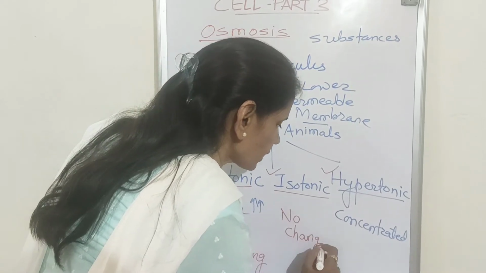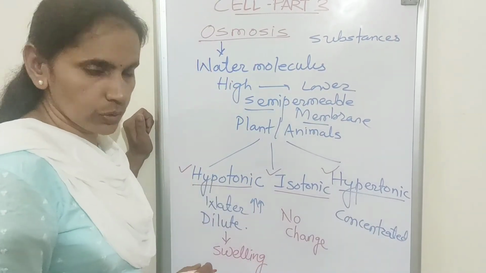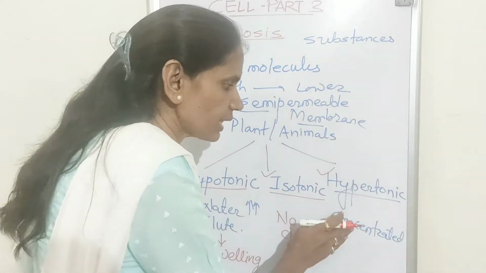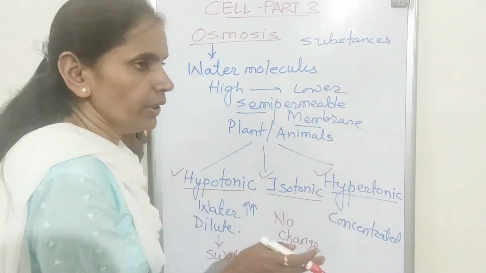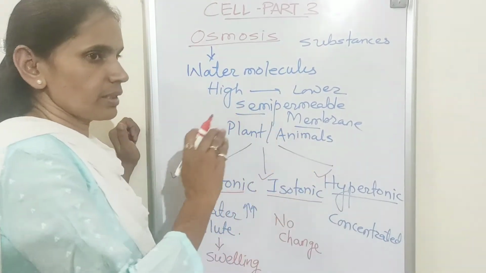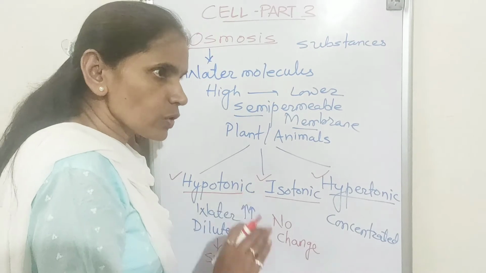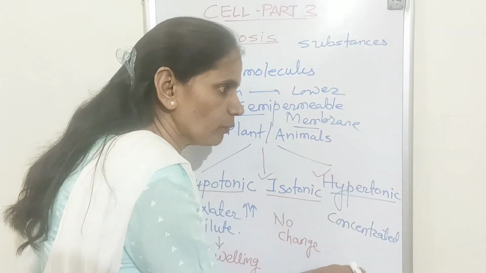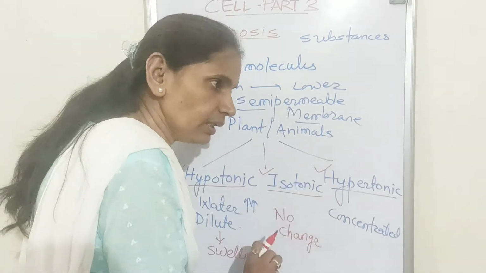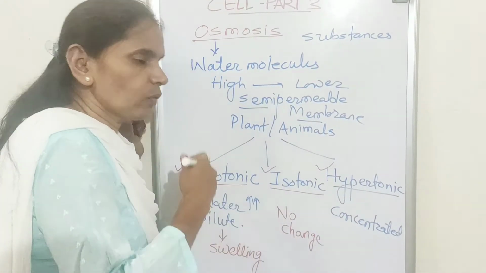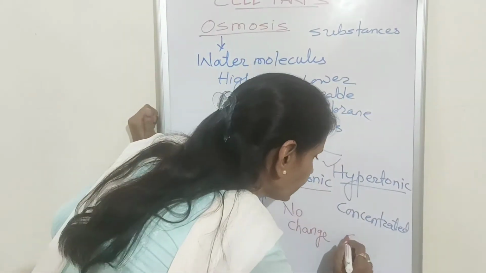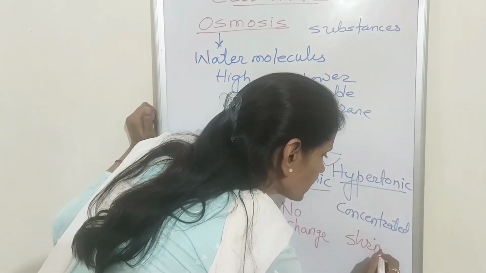Now in the last case, that is in the hypertonic solution, as the water concentration outside the cell is lower, there will be movement of water molecules from the cell towards the outside environment. So the movement of water molecules from inside the cell to the outside environment will be higher than the movement of water molecules towards the cell. As a result of this, there will be shrinking of the cell.